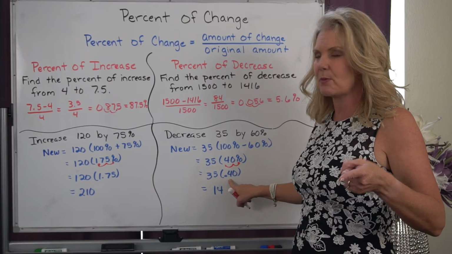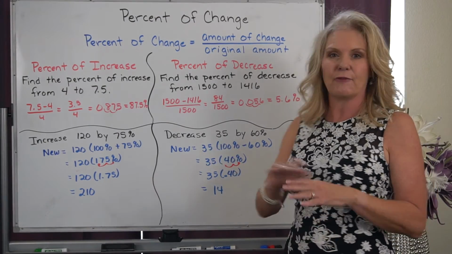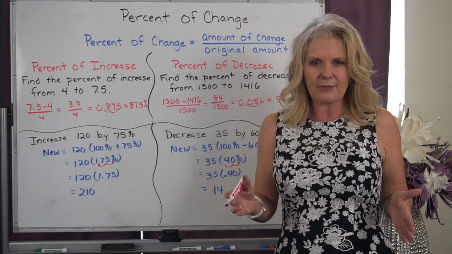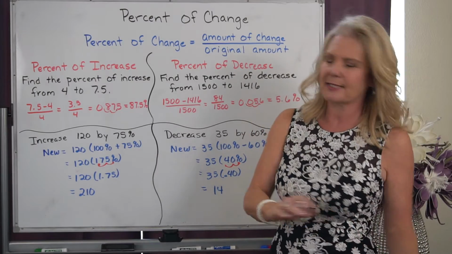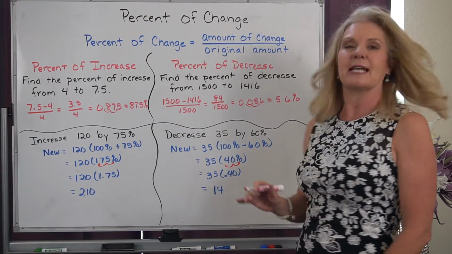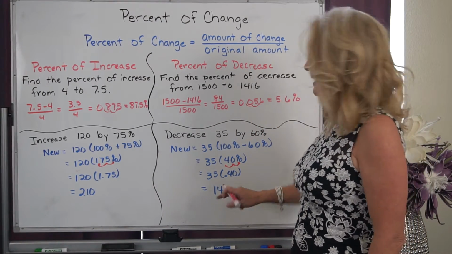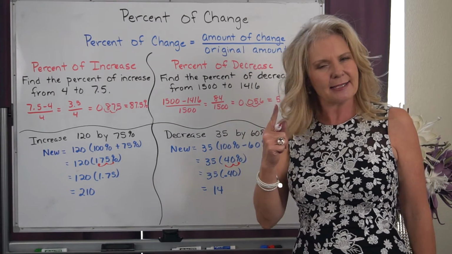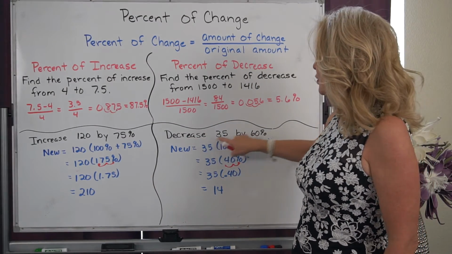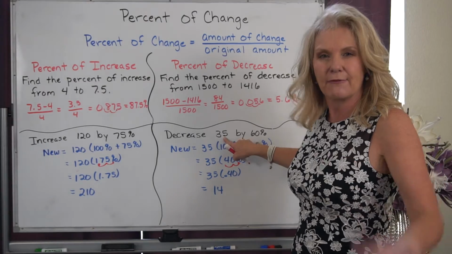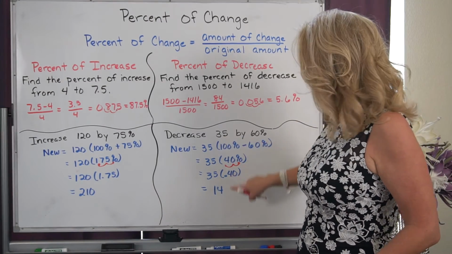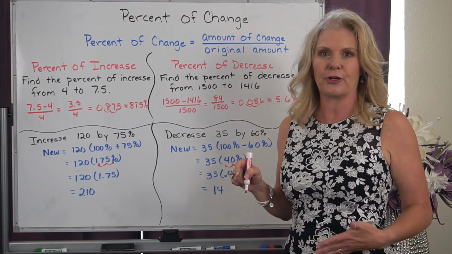Now I can multiply. You can never multiply if you're in that percent form. You always have to change that percent to a decimal. So then I do 35 times 40 hundredths, and I get 14. And that answer makes sense to me because I knew it had to be smaller if I was going to decrease it, and 14 is smaller than 35.